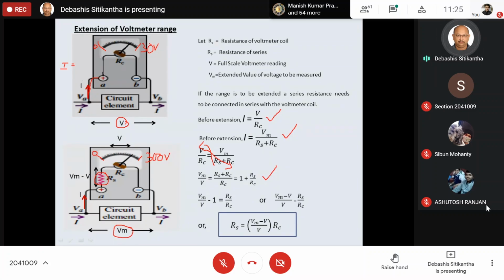So the extended value of the voltage divided by the original value of the voltage is equal to 1 plus Rs by Rc. If we take this 1 onto the left hand side, then finally the equation turns out to be this. So again, the expression for Rs is given by this expression. Please note it down. We'll solve a problem.